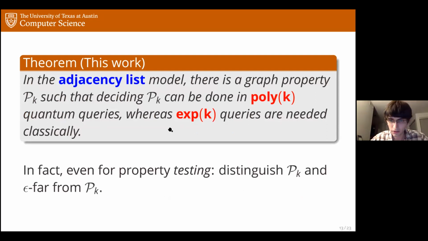We show there's actually a speedup like this for what's called property testing. In property testing, you're given some graph property, and your task is to distinguish whether the graph has this property or whether it is far from having this property, which means that you would need to change an epsilon fraction of the edges in order for the graph to have this property, where epsilon is some constant. So that's basically all of our results.